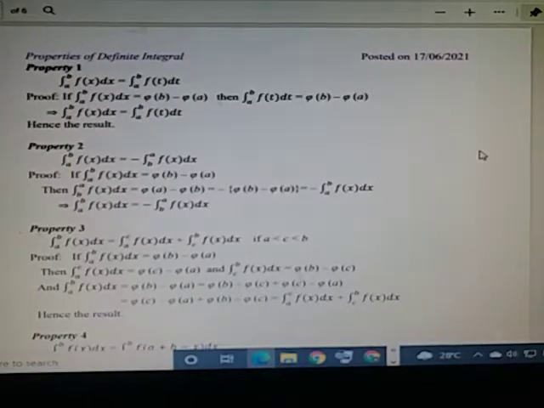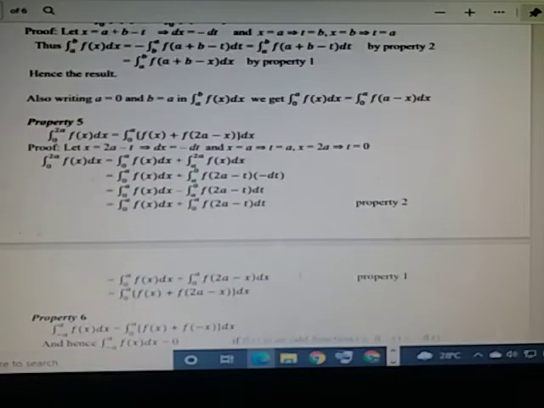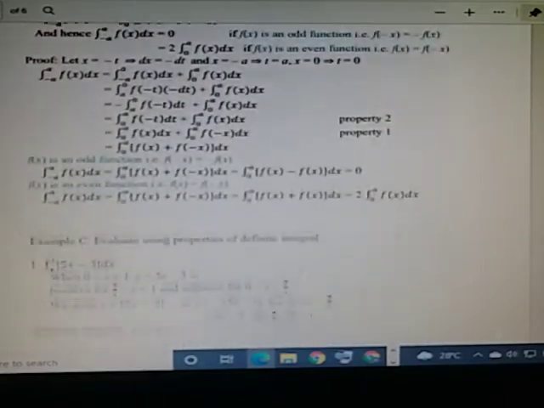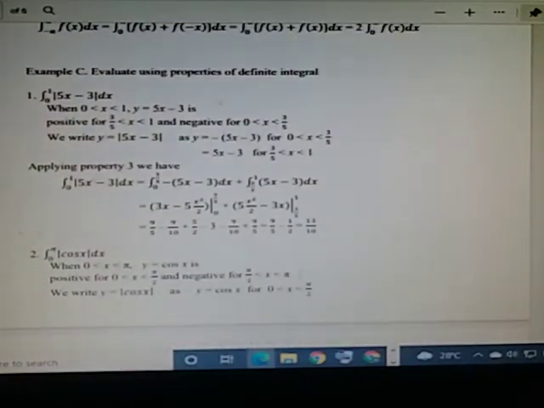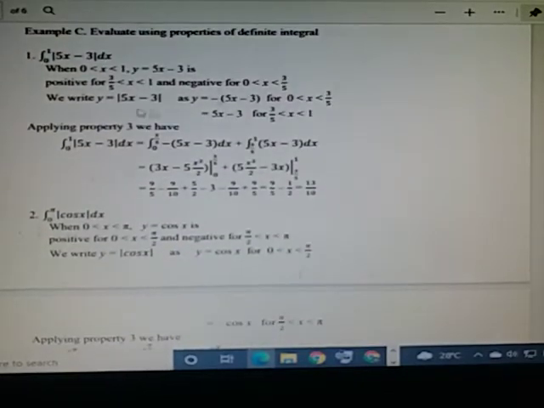Students, we're discussing properties of the definite integral. So far we have discussed 5 properties: property 1, property 2, property 3, property 4, property 5. These we discussed in the previous lecture. Now let us see some examples.